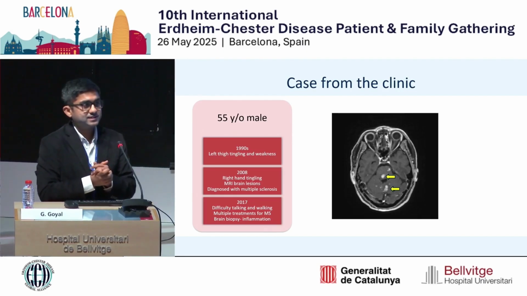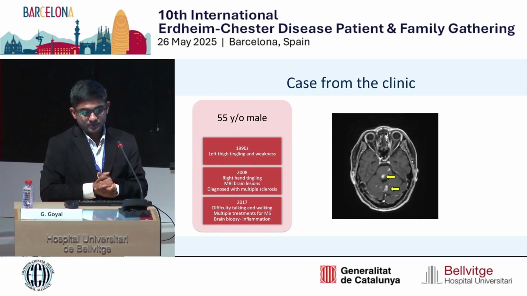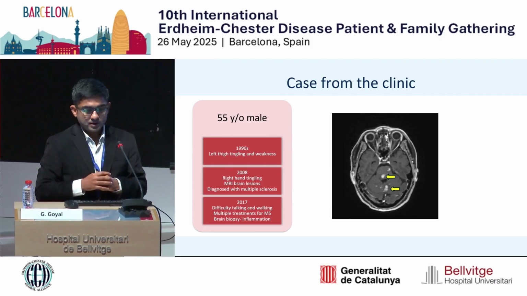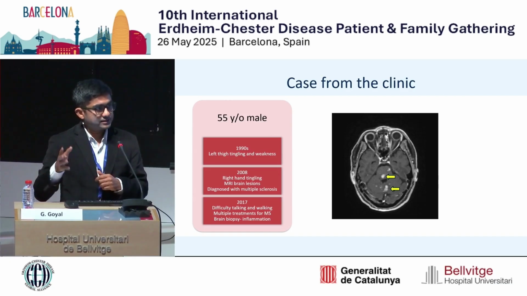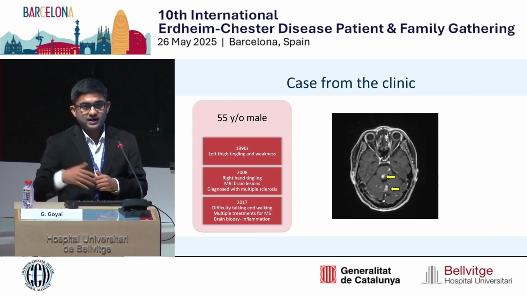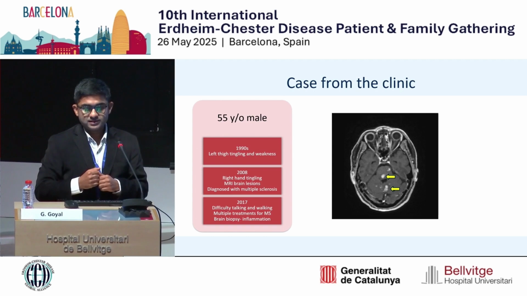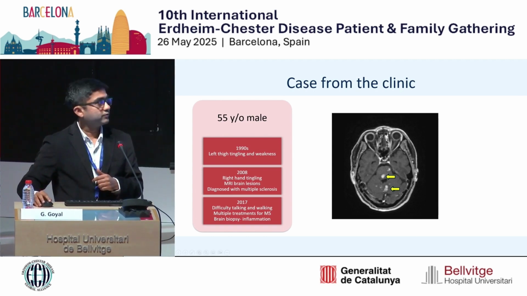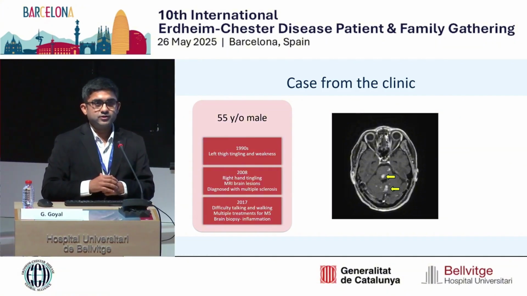Since we do everything for our patients, let's start with a case from my clinic. So it's a 55-year-old gentleman. In the 90s, he started having left leg weakness and some tingling sensation. Fast forward 2008, these symptoms were slowly brewing. Started having right arm, hand weakness, and started developing these brain lesions. We use the word lesion for any spot, but these are the spots in the areas that control balance, coordination, affecting ability to walk and talk.